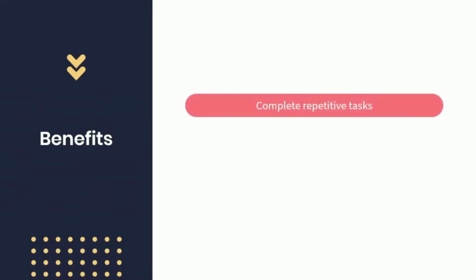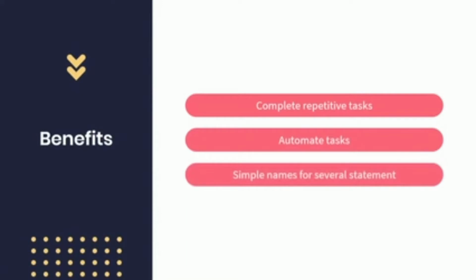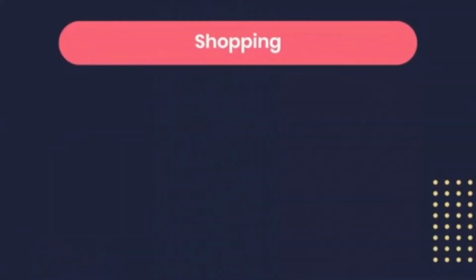Now there are many different advantages, but just a few of them: macros allow us to do repetitive tasks using only one or two buttons. We can automate all these repetitive tasks, and this helps us to save time. And another benefit is you can use simple names for several statements. So let's think about a real-life example.